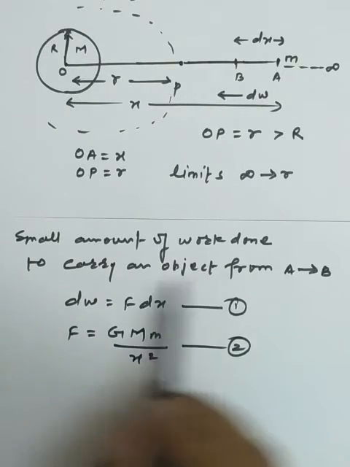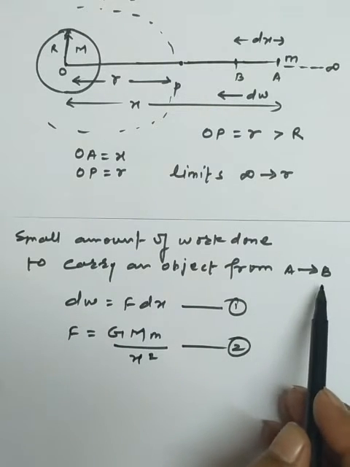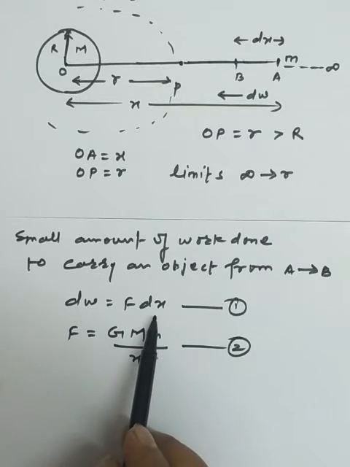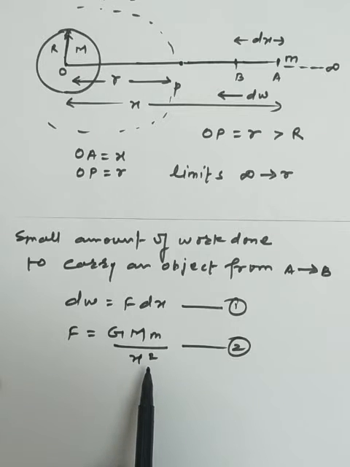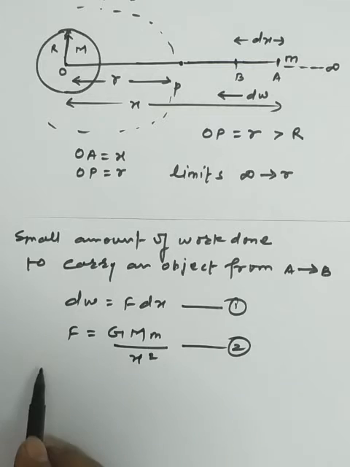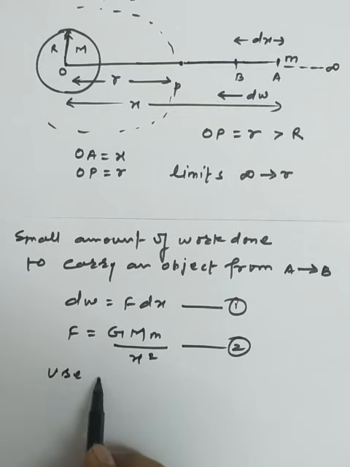Now the small amount of work done to carry an object from A to B is dW equal to F dx, where the force of attraction between capital M and small m is F equal to G M m upon x square. Use the equation number.